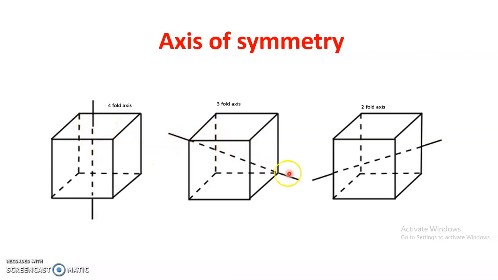This is a threefold axis of symmetry, in which the threefold axis passing through the diagonal corners of the cube is an example of a threefold axis of symmetry. That is, after rotating 120 degrees the same appearance appears, and in a full rotation of 360 degrees, the same appearance appears 3 times. The axis or line passing through the diagonally opposite edge centers is a twofold axis of symmetry for a cube.